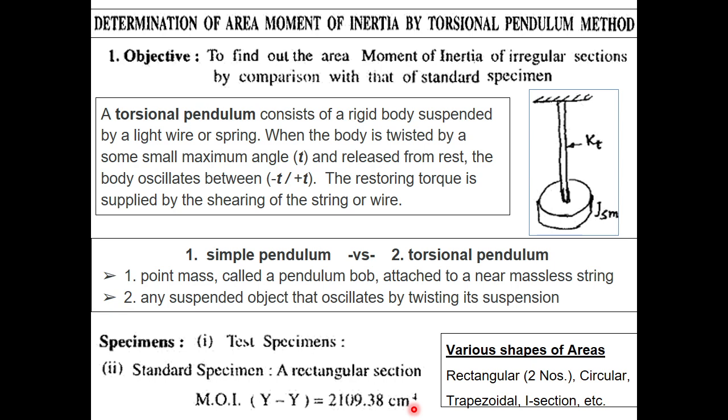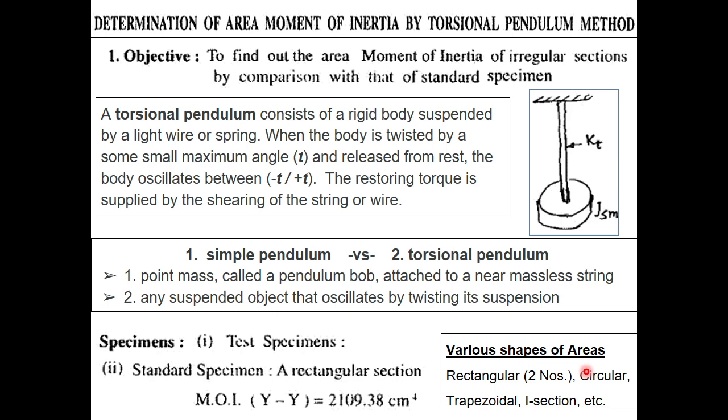Means from theoretical calculation you can find out what the area moment of inertia is. For a rectangular cross section, what is it? 1/12 BH cube, right? Okay. So now let us go into the theory part. How are we using this known moment of inertia of the standard specimen to determine the area moment of inertia for the unknown specimens?